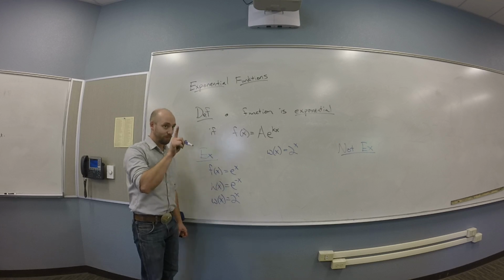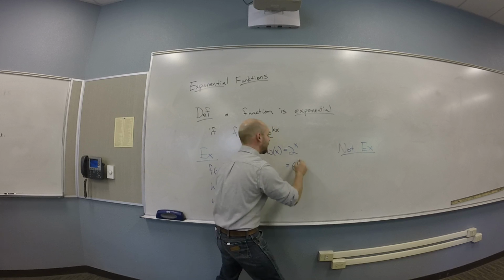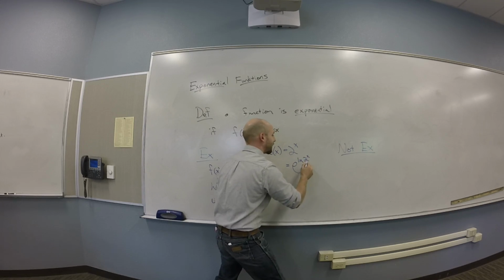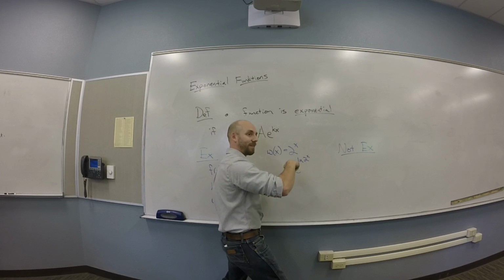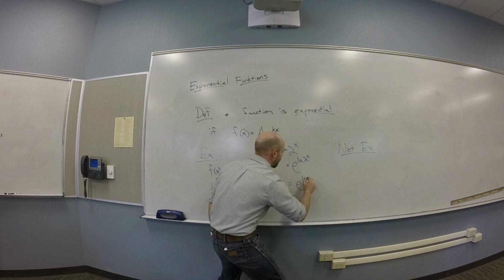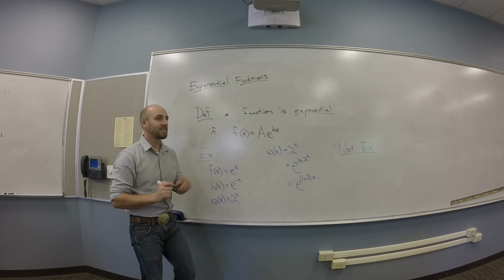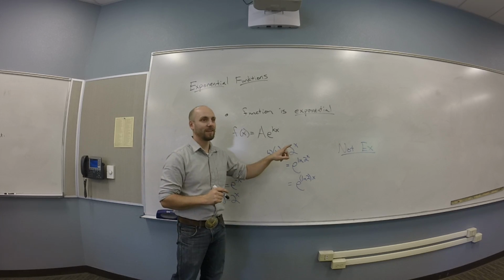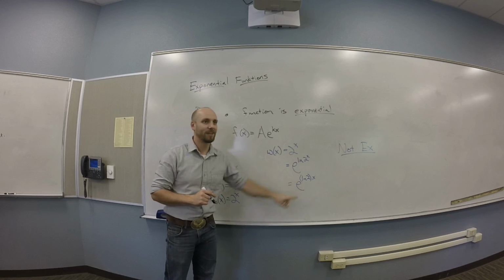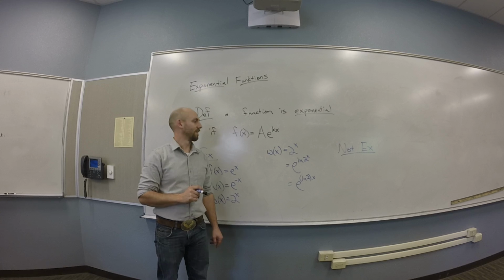This is an example because you can write this as e to the natural log of 2 to the x, and then you can take the x down using the log rule. So this is e to the natural log of 2, which is a number, times x. Right, so this is exponential with a is 1 and k is the natural log of 2.